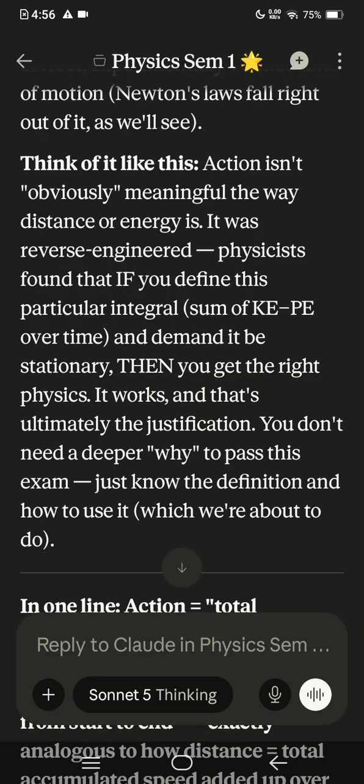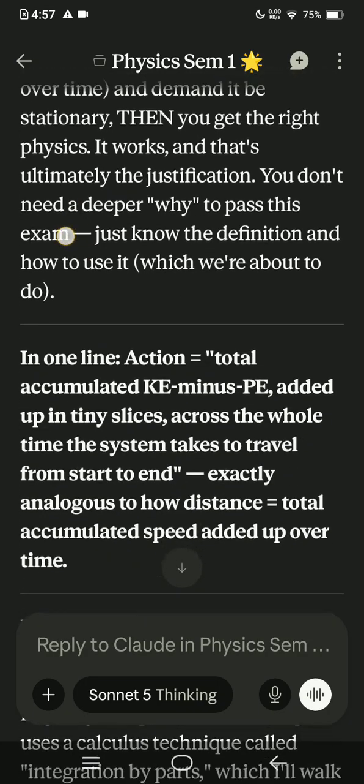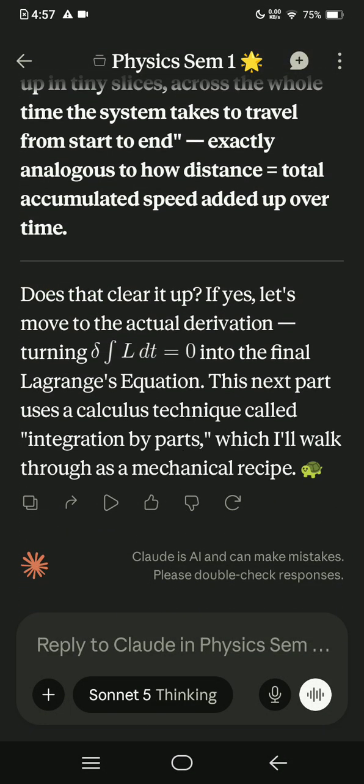Action isn't obviously meaningful the way distance or energy is. It was reverse engineered. Physicists found that if you define this particular integral, the sum of K minus P over time, and demand it to be stationary, then you get the right physics. It works, and that's ultimately the justification. You don't need a deeper reason why to pass this exam. Just know the definition and how to use it, which we are about to do. Okay, so move on next.